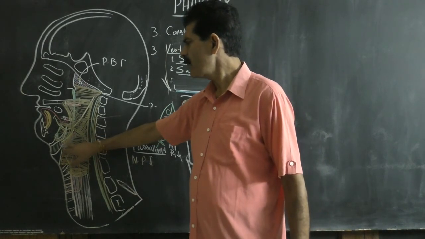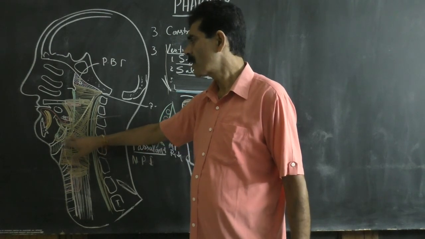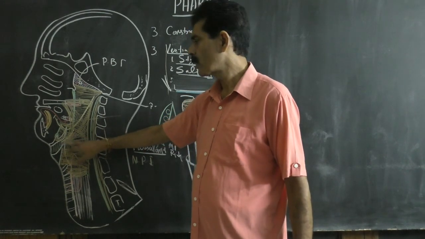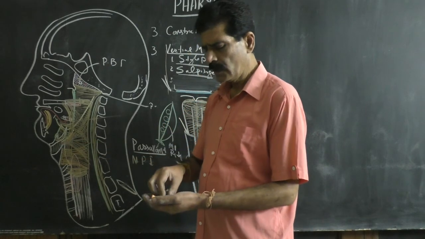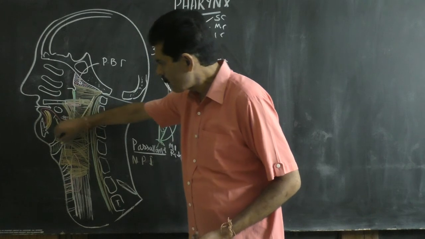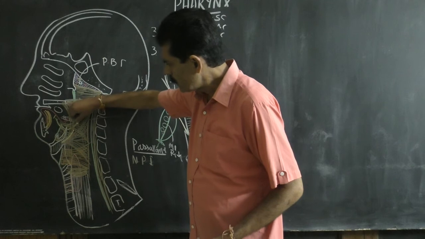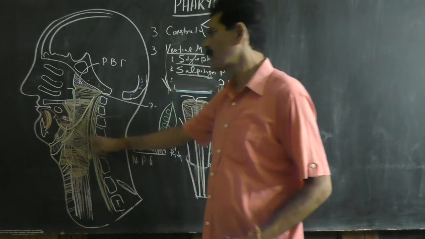What passes through this gap? The structures piercing the thyroid membrane: that is the internal laryngeal nerve, superior laryngeal artery, and superior laryngeal vein. So these three structures pierce the thyroid membrane.